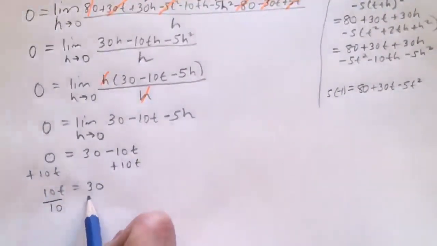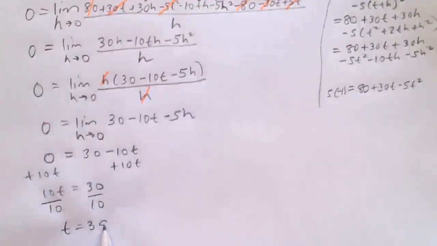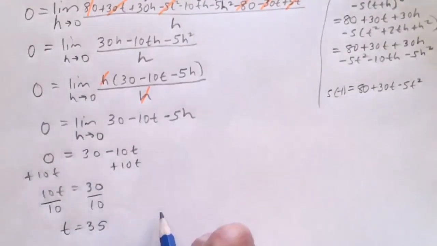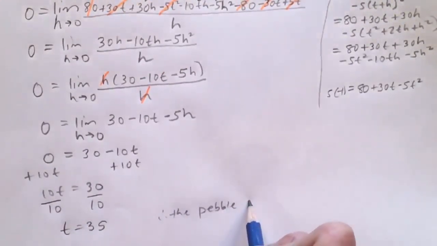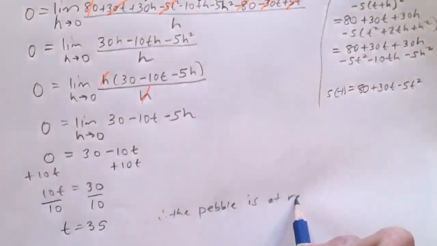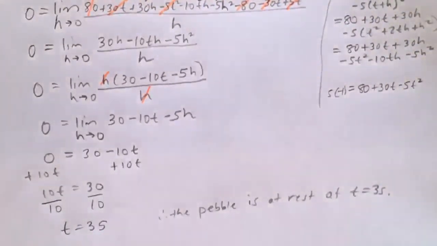Divide both sides by 10, and we get t is equal to 3, and then our units were seconds. So that means, therefore, the pebble is at rest at t equals 3 seconds.